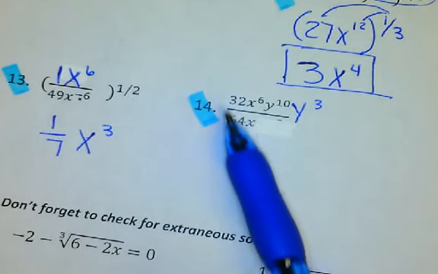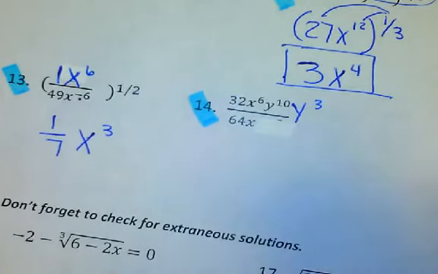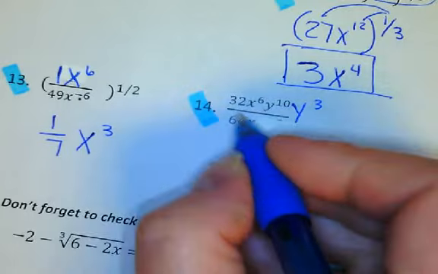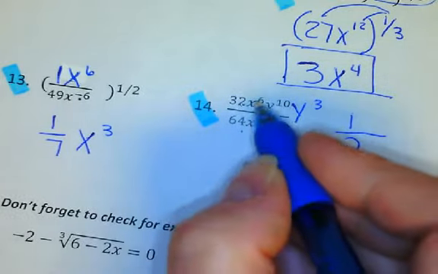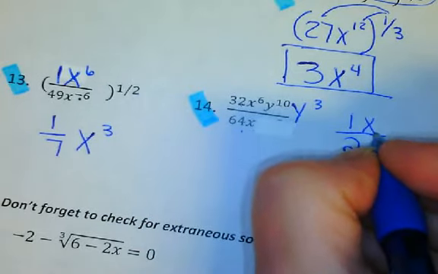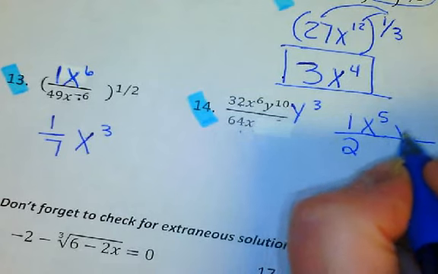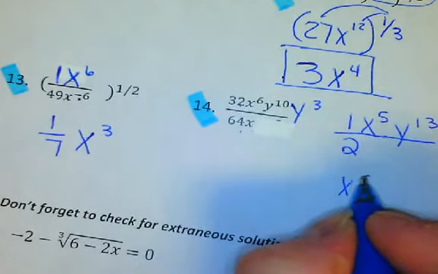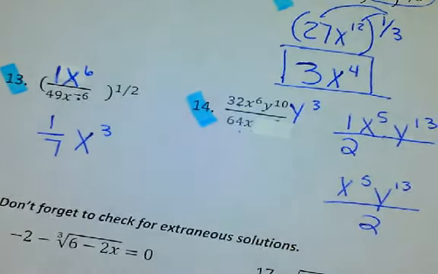So I believe the greatest common factor here is 16. So that would be, actually I think it's even more, 32. So that would be 1/2. And then I have more x's on the top, and I have 5 more. And then all my y's move to the top, so 13. I'm going to get rid of the 1 here, so it's really x to the 5th times y to the 13th over 2.